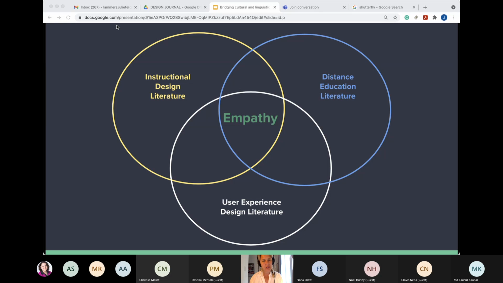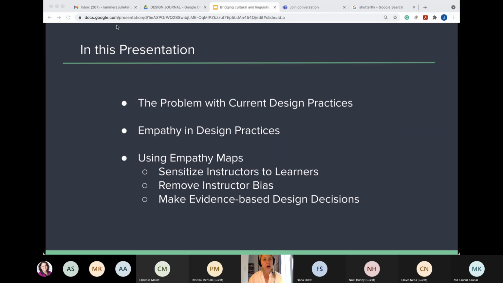Drawing on literature from the fields of instructional design, distance education, and user experience design, the following presentation describes the problematic relationship between designer and learner in current distance education design practices, explores the concept of empathy and how it might be practiced in the design of distance education, and describes how to use empathy maps, suggesting that empathy maps are a way of sensitizing designers and instructors to students' circumstances, removing instructor bias, and helping instructors and designers make evidence-based decisions in the development and delivery of their courses.